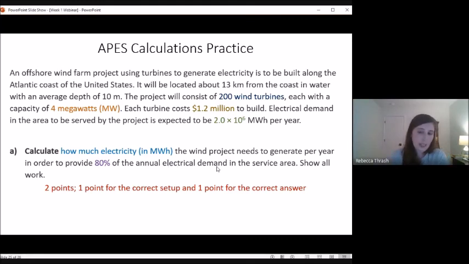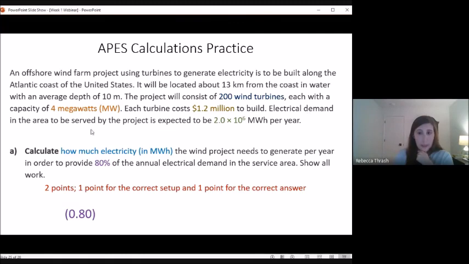And then the second step is to determine where you're ending up. We have to end up with electricity in megawatt hours. So that's a good way to check your calculations. So 80% of the annual electrical demand, let's start with that, 0.8 in little parentheses. So the annual electrical demand of the service area, we know from the passage.